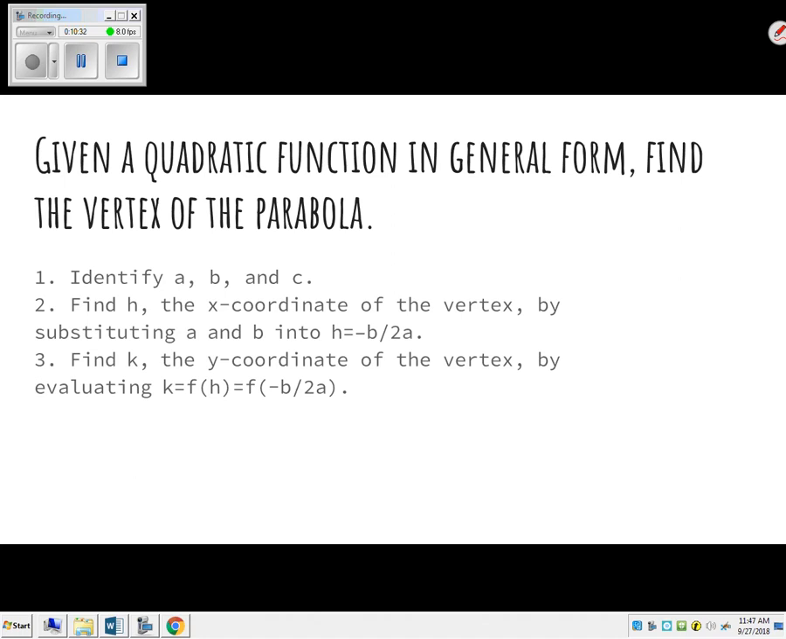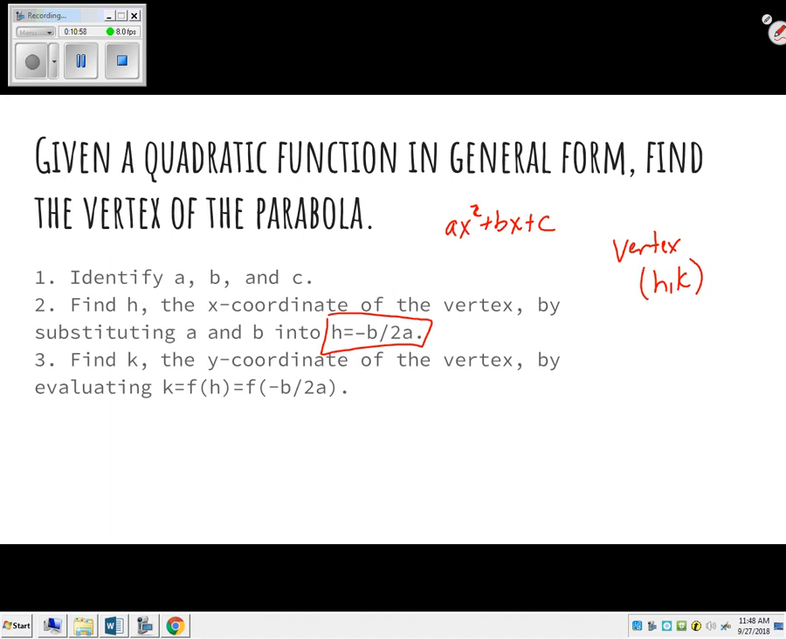What I want to do is I first want to identify my a, b, and c. I'm going to be given stuff that's going to hopefully be in this form, ax squared plus bx plus c. And my first thing I'm going to do is I want to find the h. My vertex is going to be in the form hk. So h is going to be the x coordinate of my vertex. And to get it, I have this nice little neat formula right here.